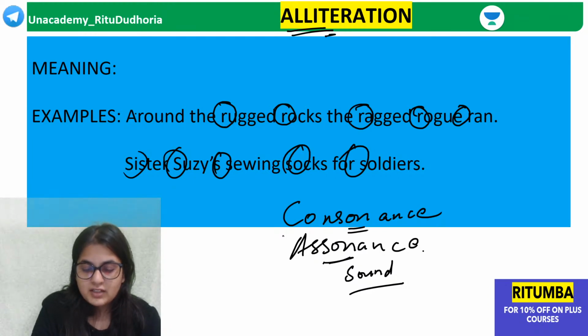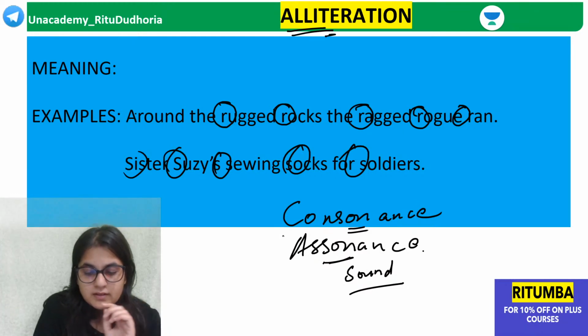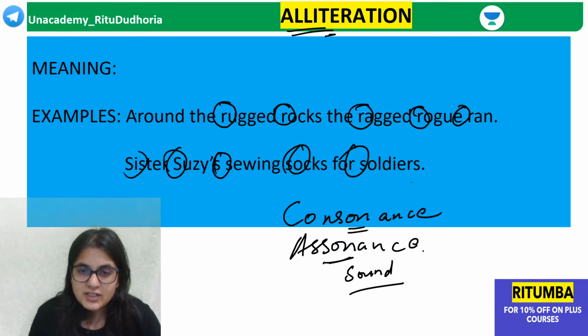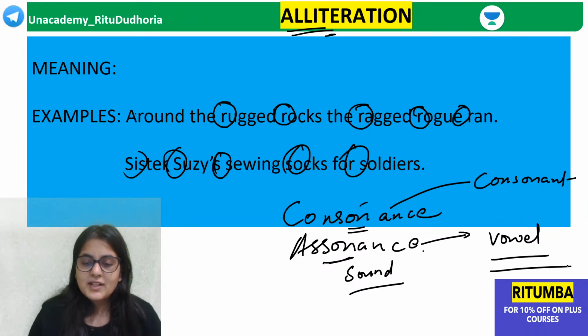Alliteration, got it right. Okay, tell me now. Anyone? Which are consonant sounds? See, consonance is basically a repetition of consonant sounds. Assonance is basically a repetition of vowel sounds. Did all of you understand this?